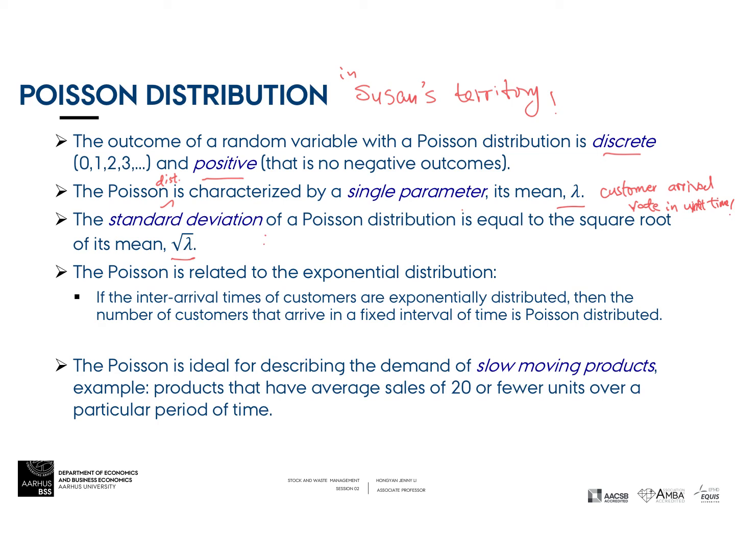Poisson is related to the exponential distribution. If you talk about the inter-arrival times between consecutive customers, then the inter-arrival time is normally exponentially distributed. The Poisson is ideal for describing the demand of slow-moving activities. Normally we see if the average sales is 20 or fewer. So if your demand is less than or equal to 20, then it's suggested to use a Poisson distribution.